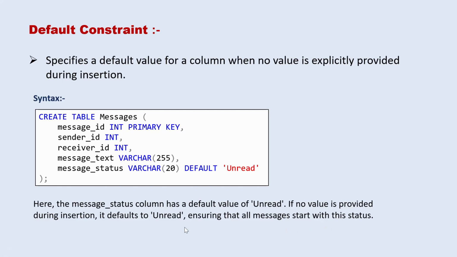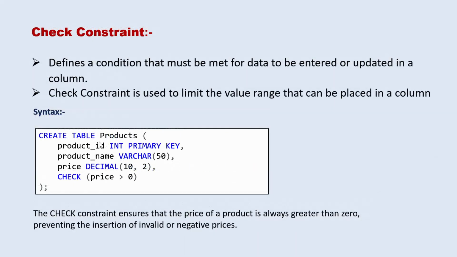Now let's move to the last constraint, which is the check constraint. So again, by the word it is clear that this constraint is defining some kind of condition on top of columns, that what kind of value or what range of values it can accept. If you go through the definition, it says it defines a condition that must be met for data to be entered or updated in a column. This check constraint is used to limit the value range that can be placed in a column. Okay, so this is again simple to understand.